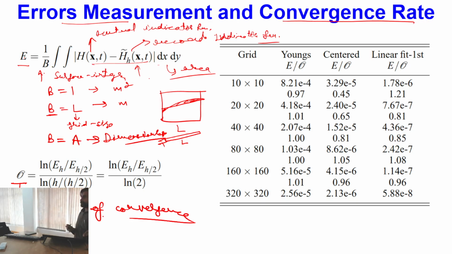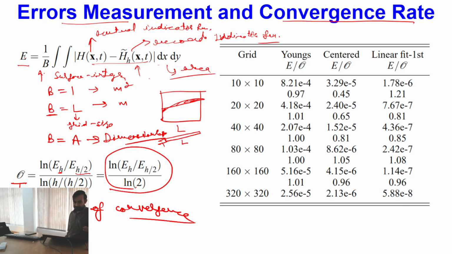What do you mean by order of convergence? Log of E of H, the error when grid size was H, divided by the error when grid size was H by 2, divided by ln of the ratio of grid size to the reduced grid size. This will be coming like this.